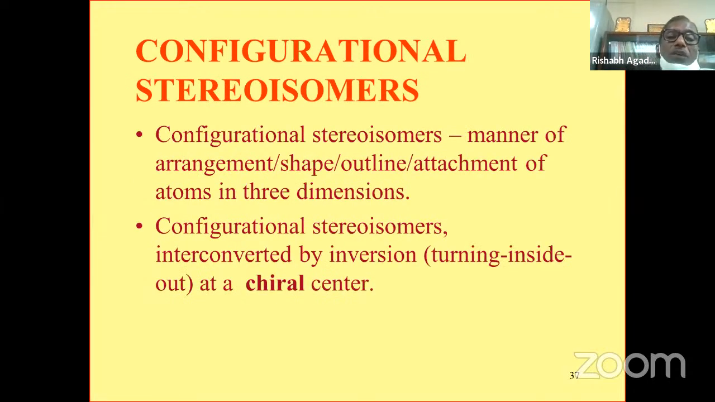Now, combining the two terms, stereochemistry and isomers, we get configurational stereoisomers. Configurational stereoisomers are in the manner of arrangement, shape, outline, attachment of atoms in three dimensions. They are interconverted by inversion, turning inside out at a chiral center. Why am I taking this? Because it will be affecting the stability testing of pharmaceuticals. So based on that, configurational stereoisomers will be required, and depending upon that, we will be designing the stability testing of the pharmaceuticals.